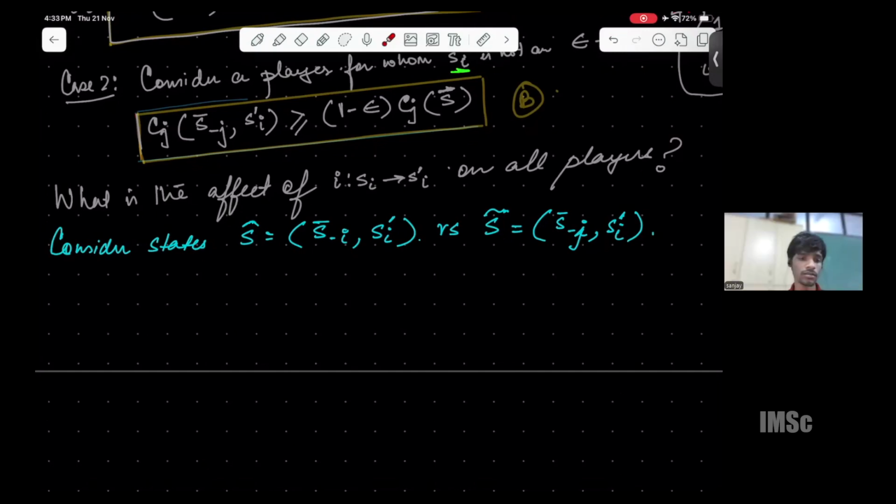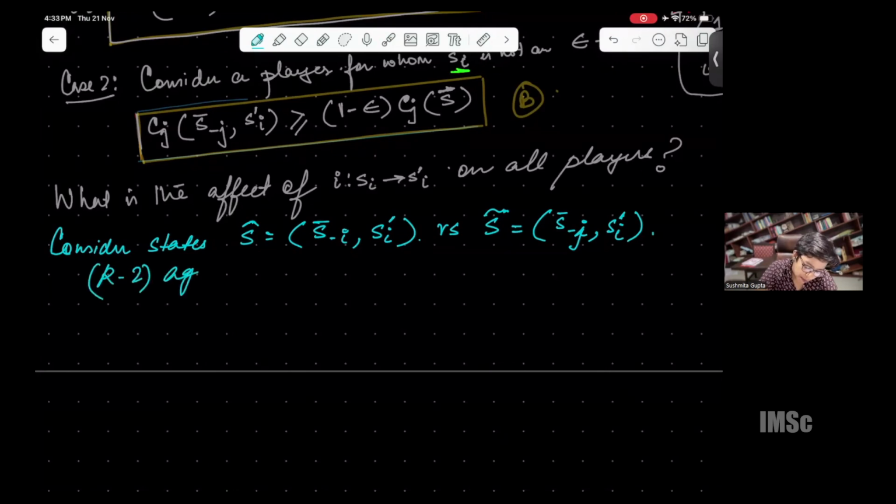All but two. Okay. So K minus 2 agents are the same, identical, correct? Yes, good. K minus 2 agents are identical. What about the other agents?